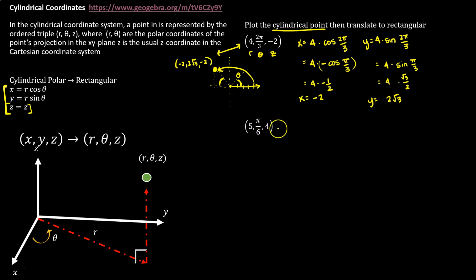Let's try one more. In this next example, we have r is equal to 5, theta is pi over 6, z is 4, and let's go ahead and plot where we are in the r theta plane. We have our polar origin, our polar axis, we have a radius of 5, and an angle of pi over 6.